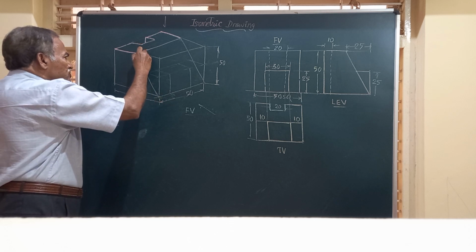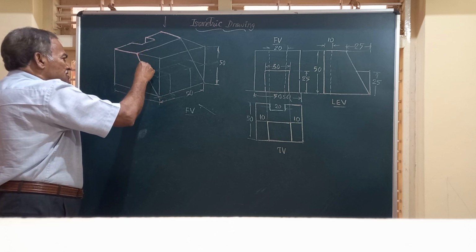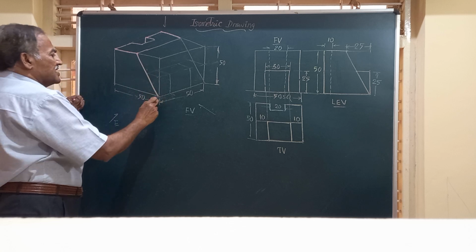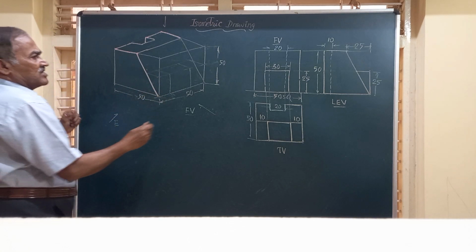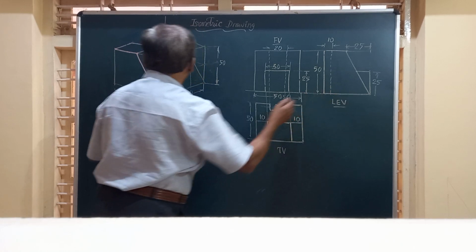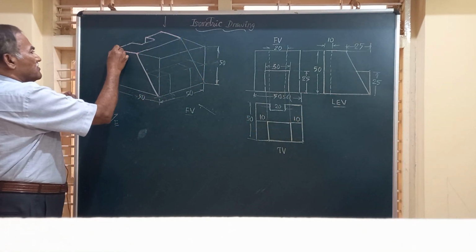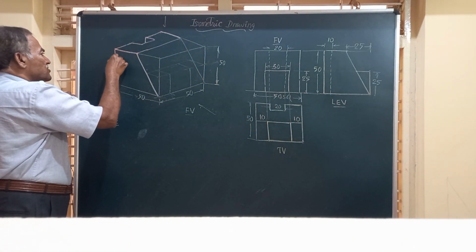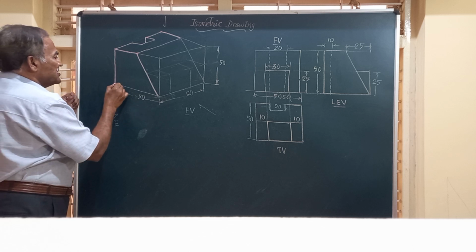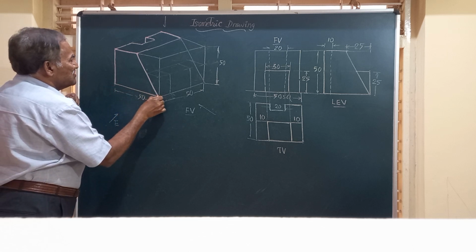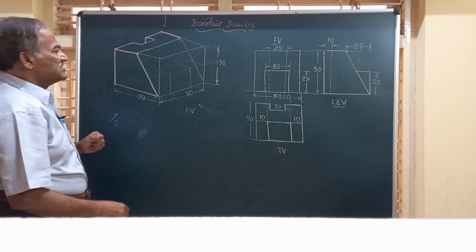So I am going to show that by a full line, a visible line like this. And here, these two edges also are to be completed now. So in the end view, we have this surface. So this portion is complete, friends.